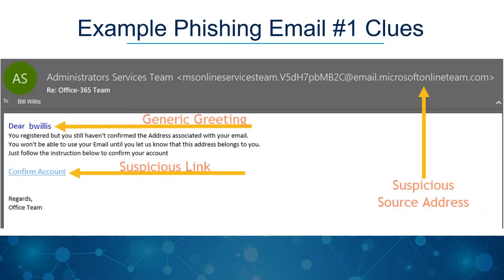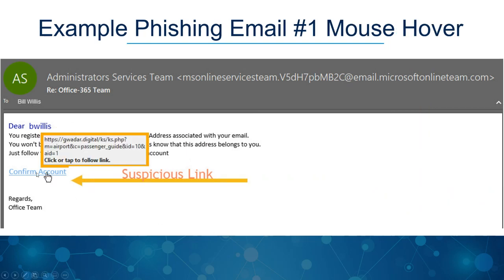So we've got this generic greeting. We have a suspicious address here, and then this link is suspicious. We'll get into the hover on the next slide. As you see, you can hover over this link and you see this random address, which has absolutely nothing to do with Microsoft. So with that hover, it's pretty obvious this is some kind of malicious link, and hence this email should just be completely discarded.